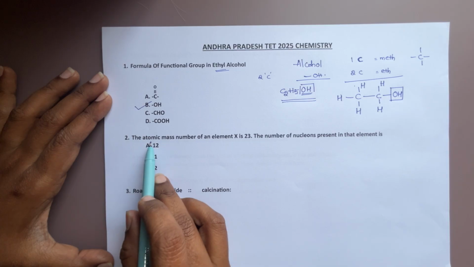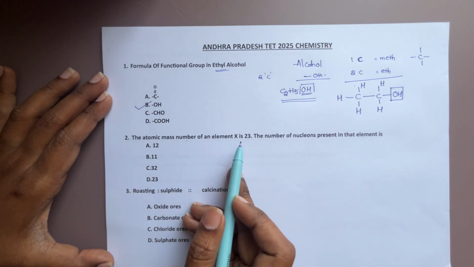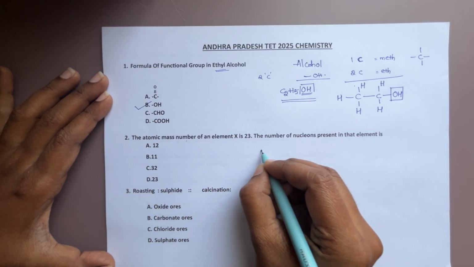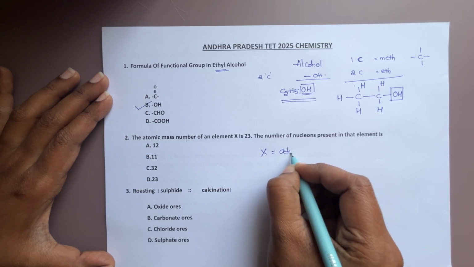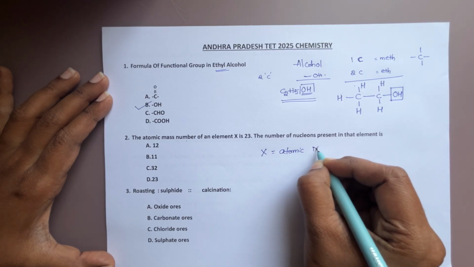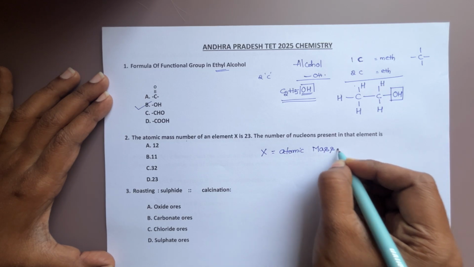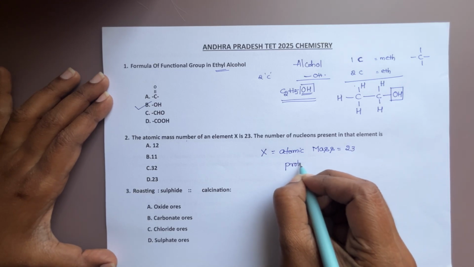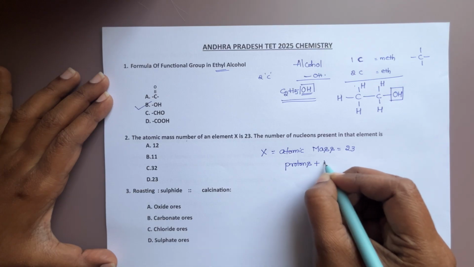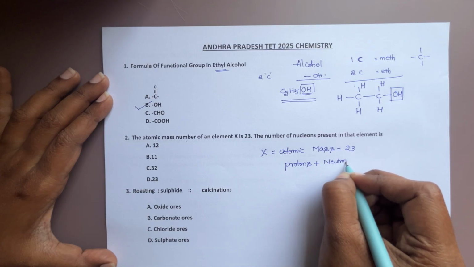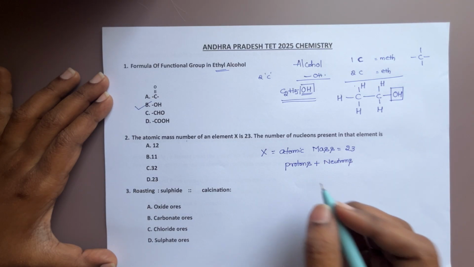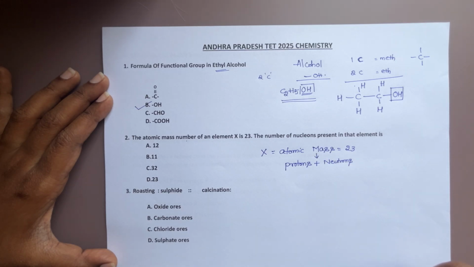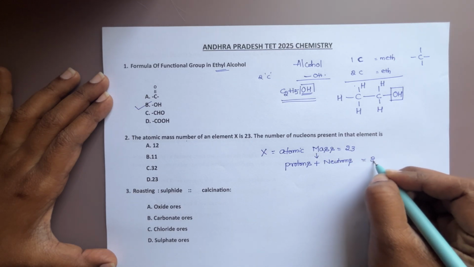Second question: the atomic mass number of an element X, they have given the atomic mass, that is 23. Atomic mass is nothing but protons plus neutrons. So that is given as 23.